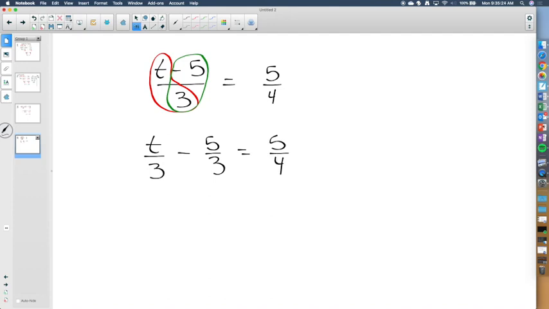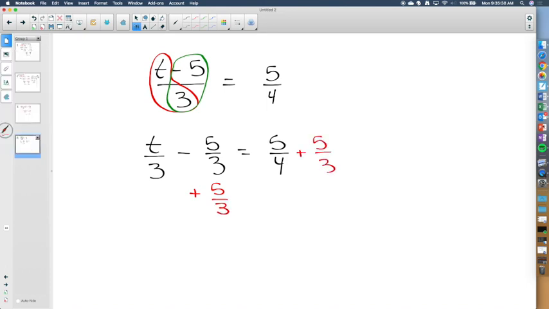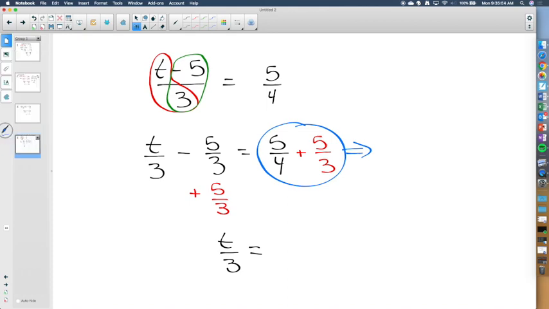Okay? So now I've got t over 3 minus 5 over 3 is equal to 5 over 4. My opposite now is to add the constant on both sides. So that means I need to add 5/3 to both sides, leaving me on the left-hand side with t over 3. And on the right side here, I'm going to take this. I can't see what that answer is right off the top of my head. I need a common denominator for 4 and 3. My common denominator would be 12.